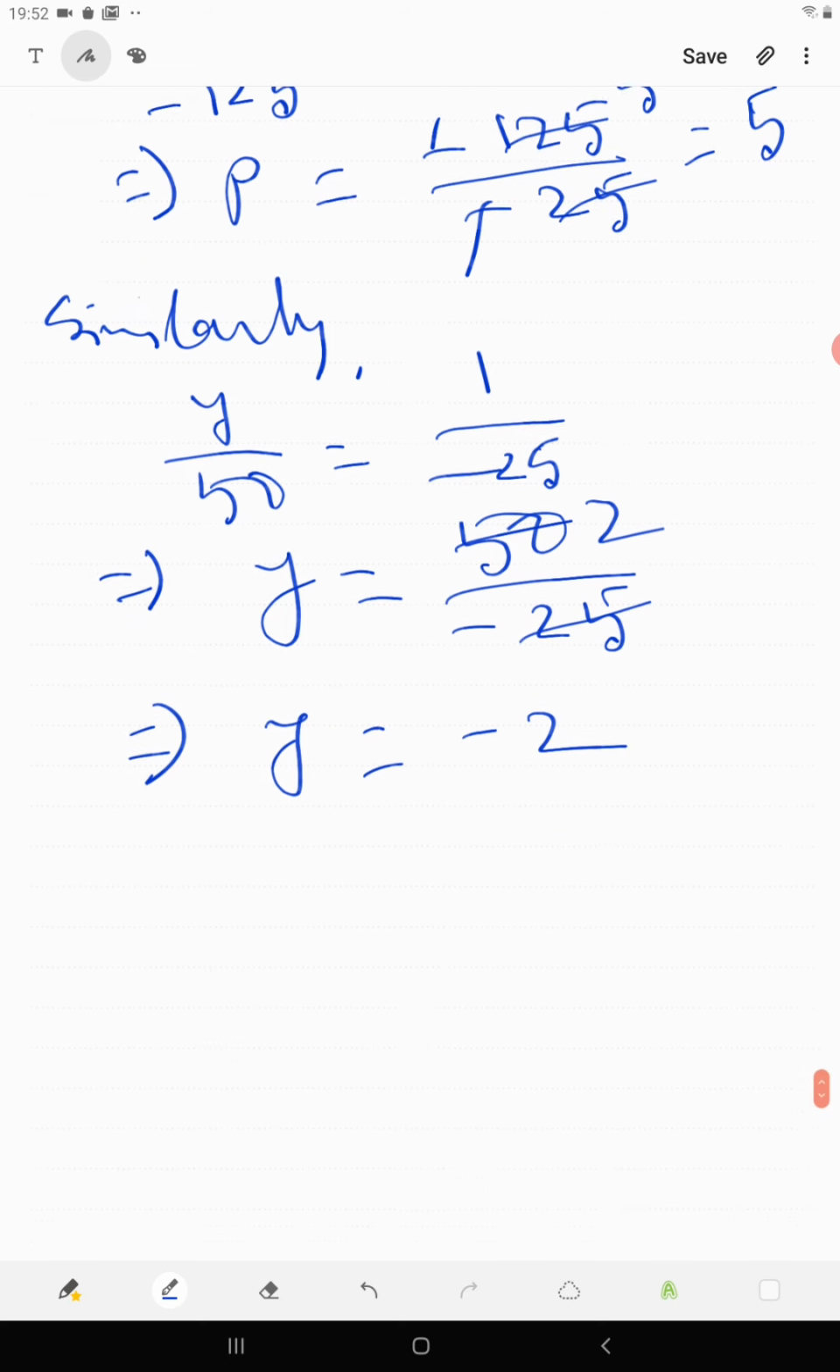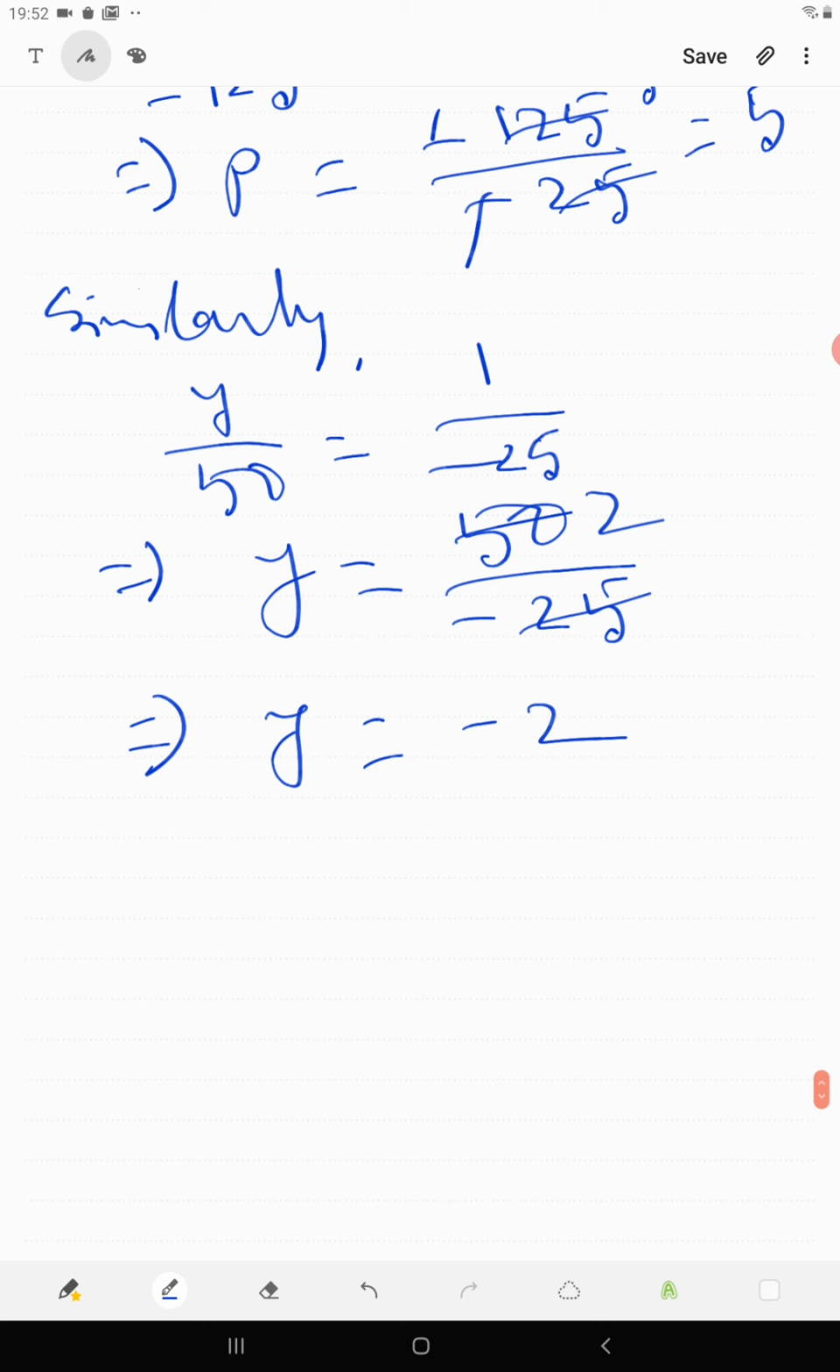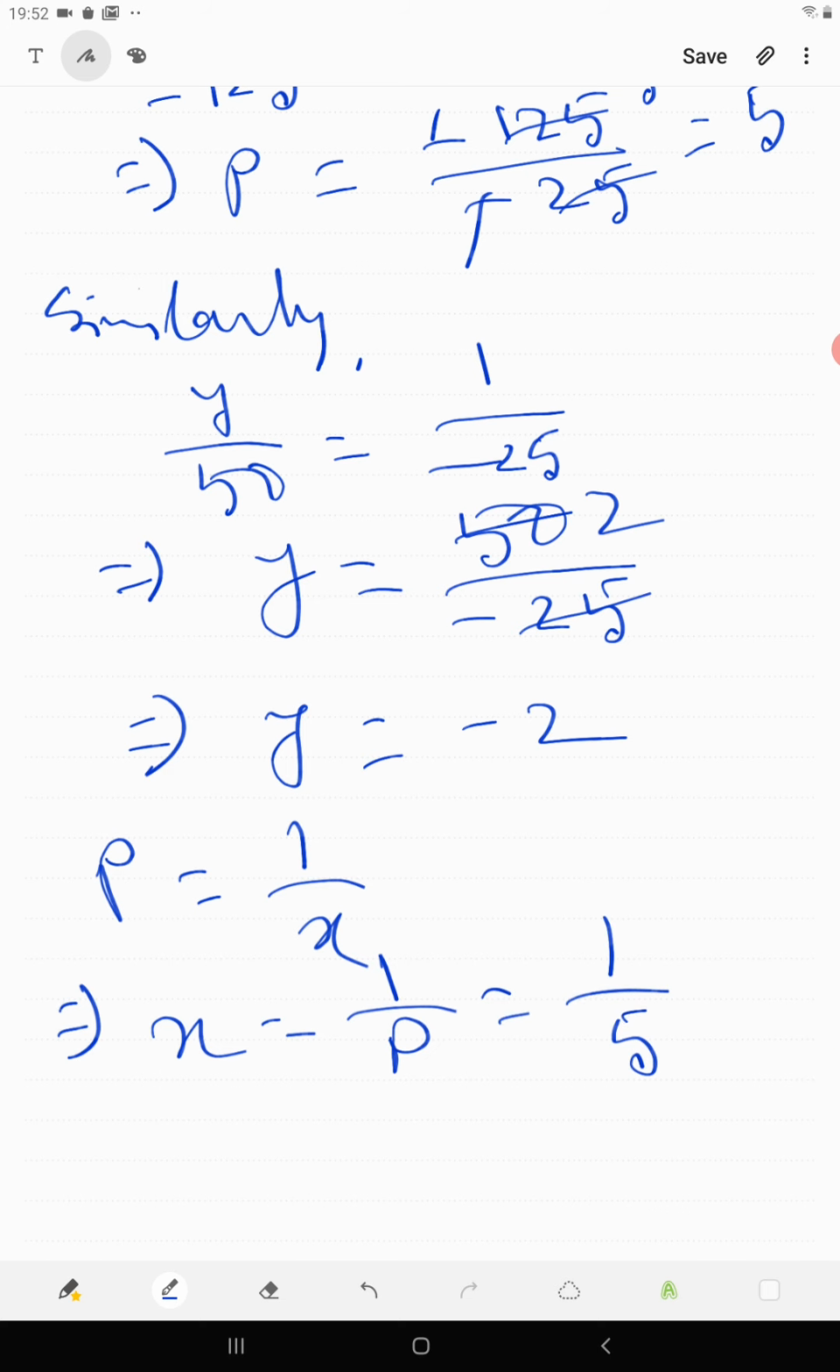Now what have we changed? Only p, right? So p is, we know, 1 by x. This is from our initial assumption. So x will be 1 by p. Now p is 5, so it will be 1 by 5. So we got x equals 1 by 5 and y equals minus 2. Answer. Very easy.